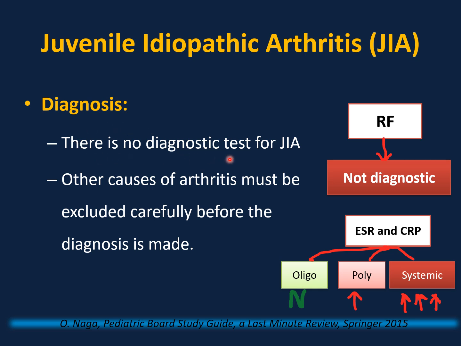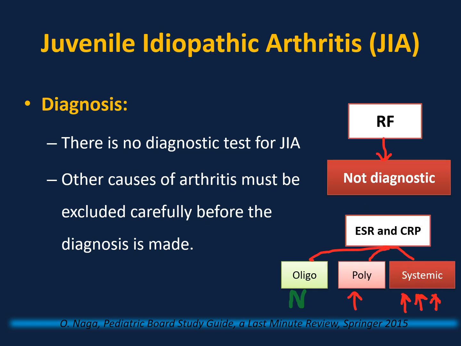Diagnosis of juvenile idiopathic arthritis is a clinical diagnosis. There is no diagnostic test for JIA. Other causes of arthritis must be excluded carefully before the diagnosis is made. Very important to know, rheumatoid factor is usually negative in cases of JIA, so it is not helpful in the diagnosis. ESR and CRP, very important to know. In cases of oligoarticular, usually they are normal, so do not make this a distracting factor for you to rule out the diagnosis. In polyarticular, they may be mildly elevated. They are more elevated in cases of systemic JIA.